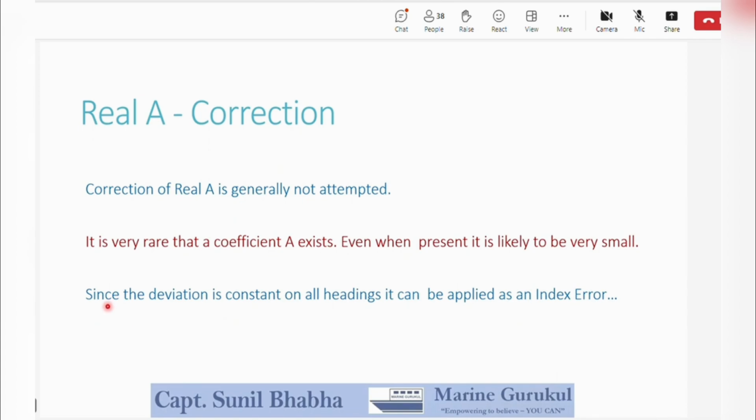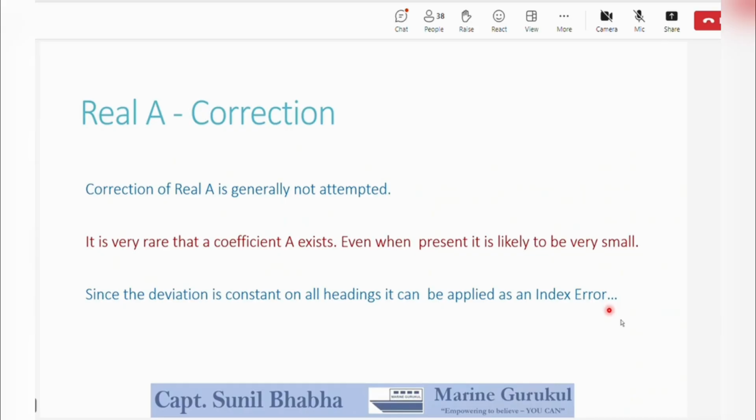What is done then? Since the deviation generated is constant on all the headings, it can be applied as an index error. So you will see that on a ship where real A is present, the real A value will be mentioned separately in the deviation card. Let us say, for example, the deviation card will tell you that the real A correction or index error correction is 1 degree east. So whatever deviation you obtain from the curve, you add 1 degree east to that deviation and it will give you the resultant deviation. So deviation being constant on all the headings, it is applied as an index error and the real A is not generally corrected.